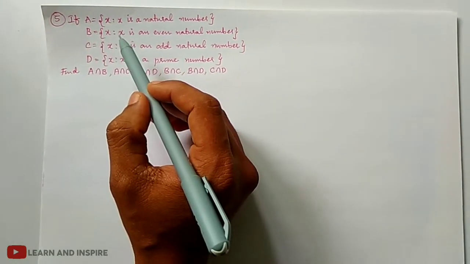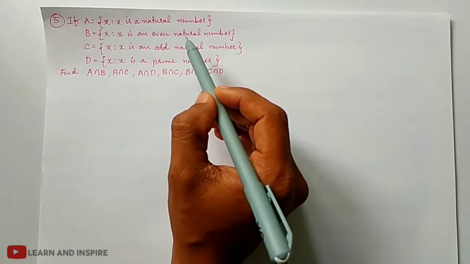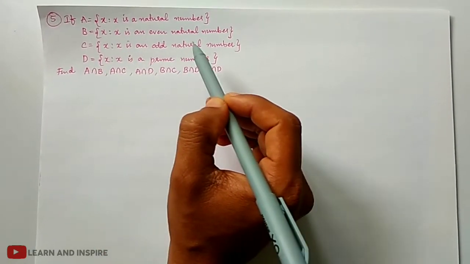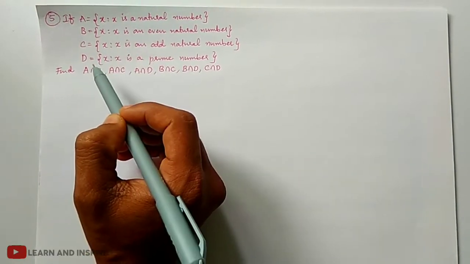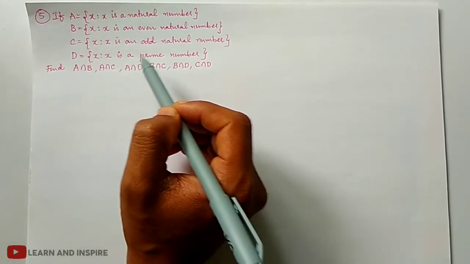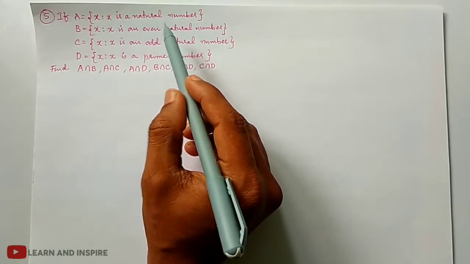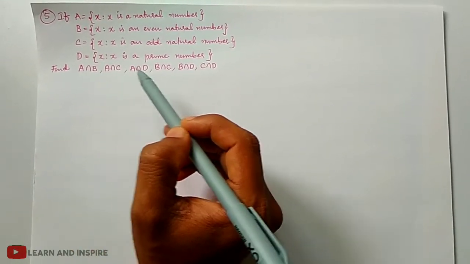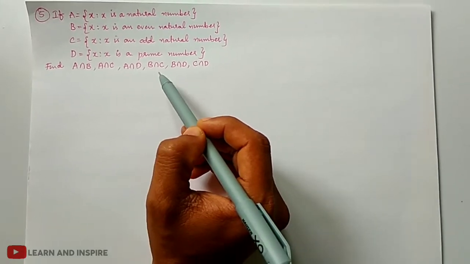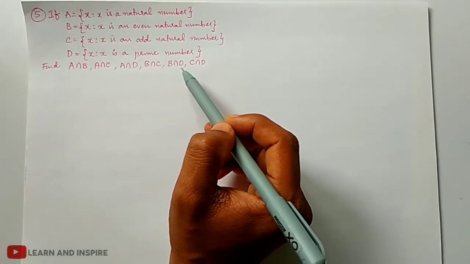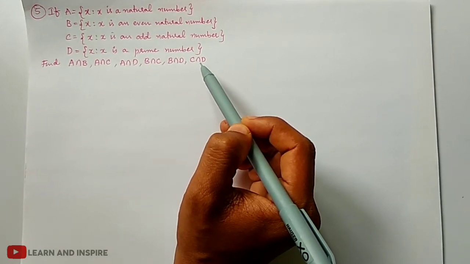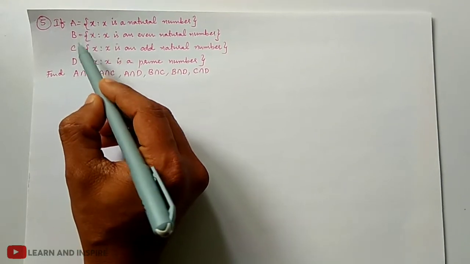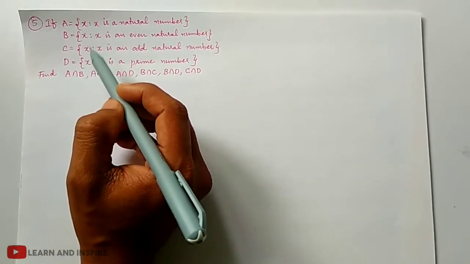And what is set B? Set B is {x such that x is an even natural number}. Set C is {x such that x is an odd natural number}. Set D is {x such that x is a prime number}. After writing all the sets, we have to find A intersection B, A intersection C, A intersection D, B intersection C, B intersection D, and C intersection D.